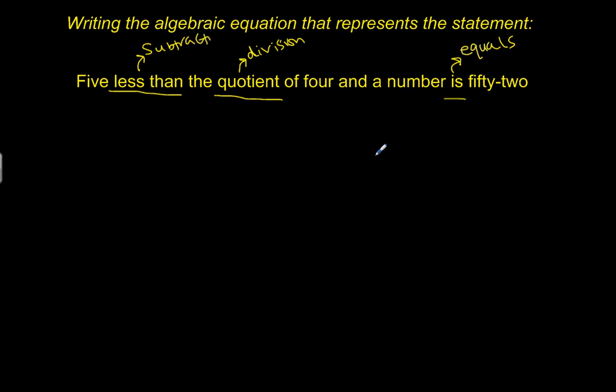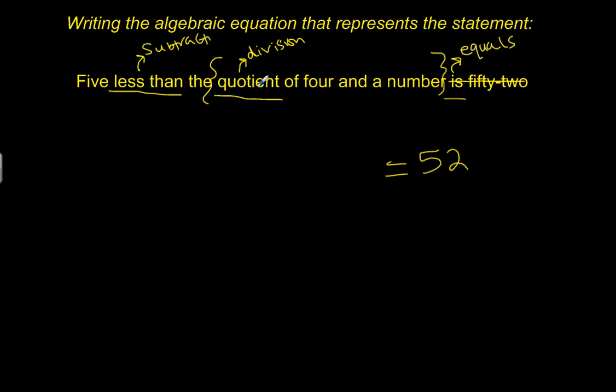So let's work with the parts of the problem that we can easily clear out without much thought. If all of this over here equals 52, we can just go ahead and write down equals 52. Then we can cross that out of the problem, just so that we can focus on the rest. So here we go: 5 less than the quotient of 4 and a number. Let's take a look at this part first, the quotient of 4 and a number.